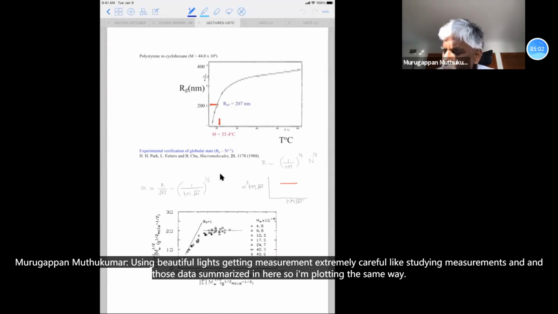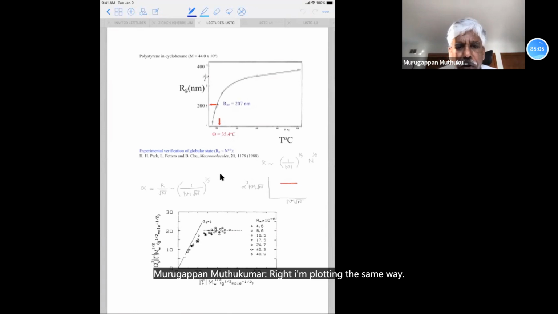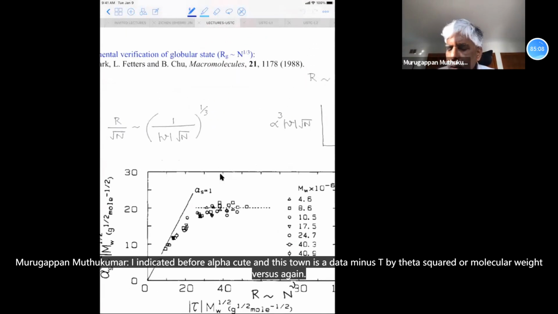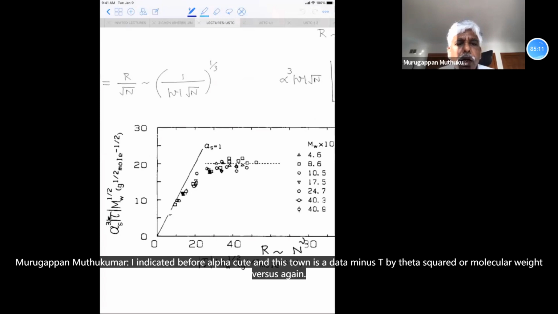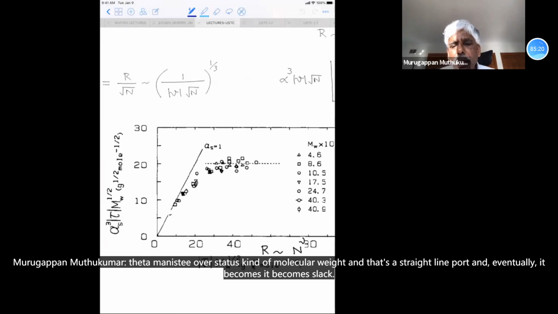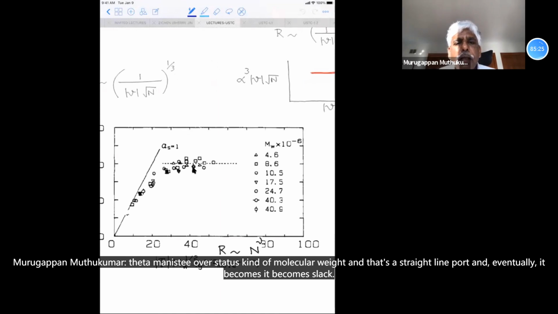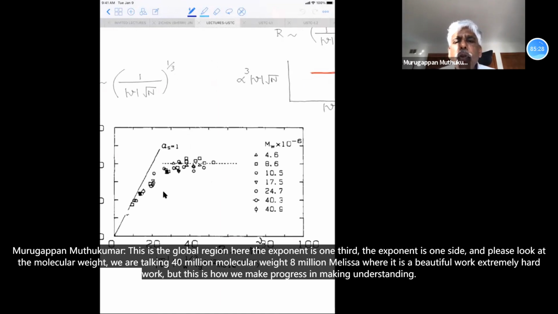So I'm plotting the same way I indicated before: alpha cubed versus tau, which is theta minus T by theta, times square root of molecular weight. That's a straight line plot, and eventually it becomes flat. This is the globular region. Here, the exponent is 1/3. And please look at the molecular weights. We are talking 40 million molecular weight, 8 million molecular weight. This is a beautiful work, extremely hard work. But this is how we make progress in making understanding.